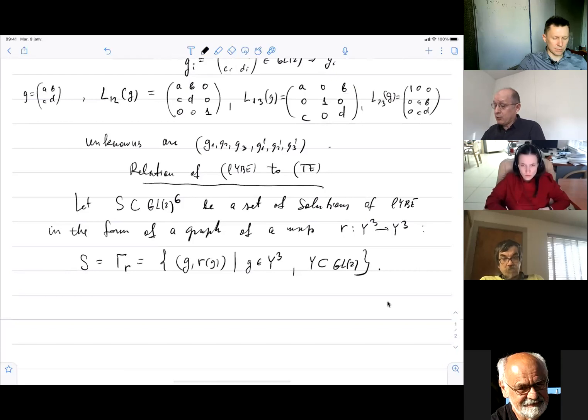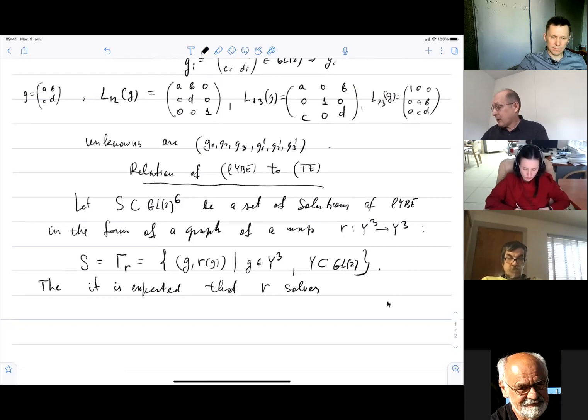If we manage to find such a subset of solutions, then it is expected that R will solve the set theoretical tetrahedron equation as a map from the cube of Y to itself. Renat, am I right that this condition is equivalent somehow to the uniqueness of the solution?